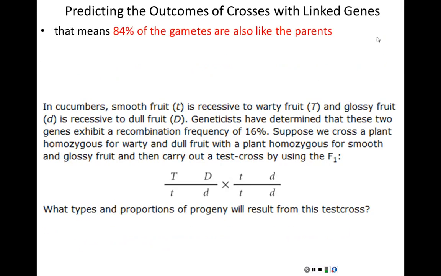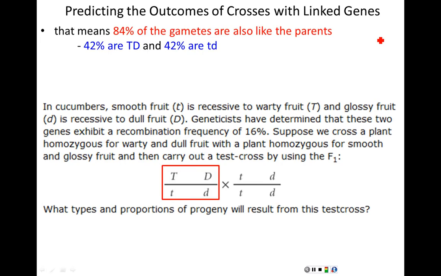Great. What different types of parents do we have? So we know 84% of the gametes are going to be like the parents. We know that 84% of the progeny are going to look like the parents. But we actually have two different kinds of parents. We have parents that are warty and dull and parents that are smooth and glossy. So we have to divvy up that 84% equally between those two kinds.